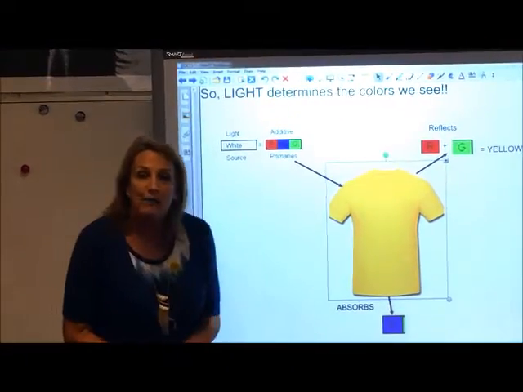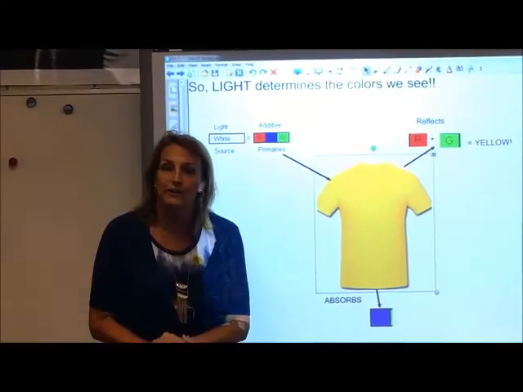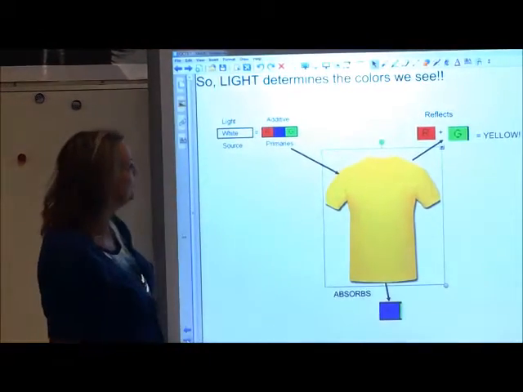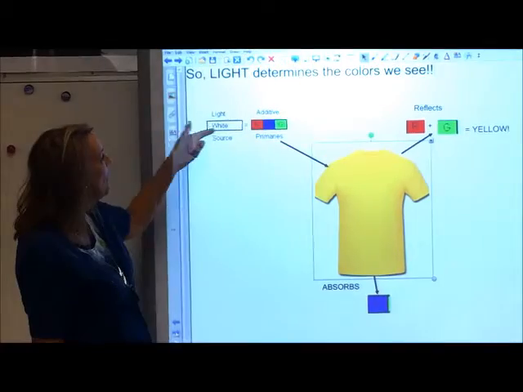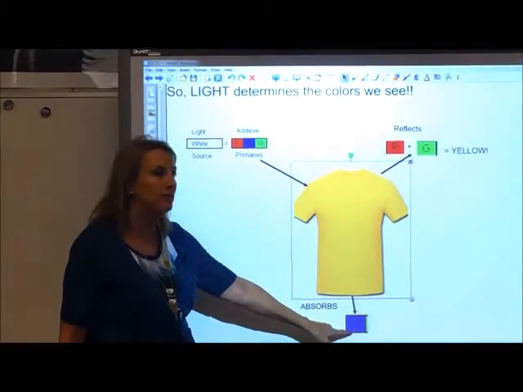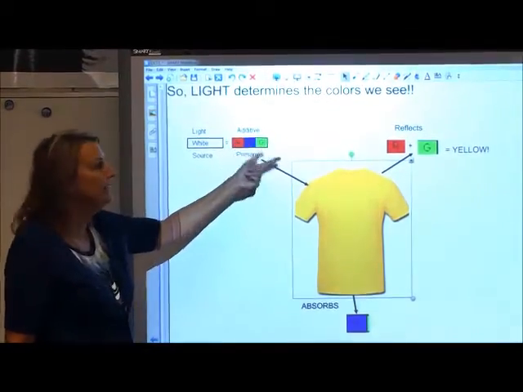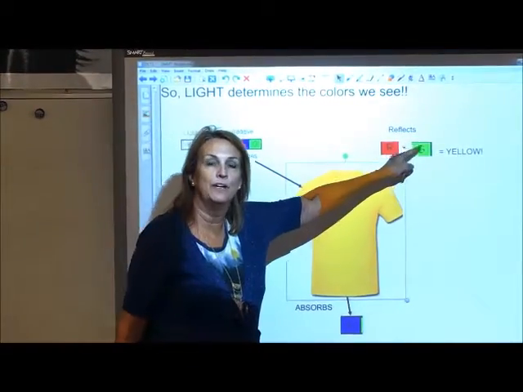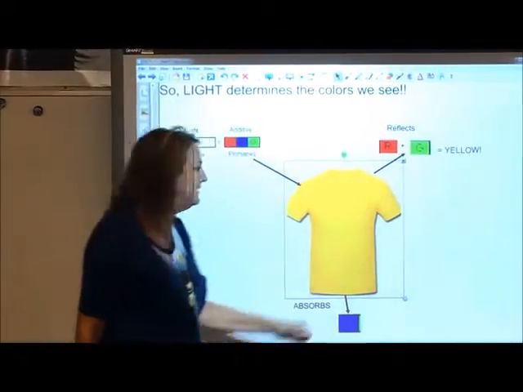We're going to talk now about why things can look different under different lights. We have a beautiful t-shirt here. It's a yellow t-shirt, and when white light hits it with all of the colors, this shirt is going to absorb blue light. That means the red and the green are going to be reflected, and we found out that red and green light together make yellow, and we see yellow.